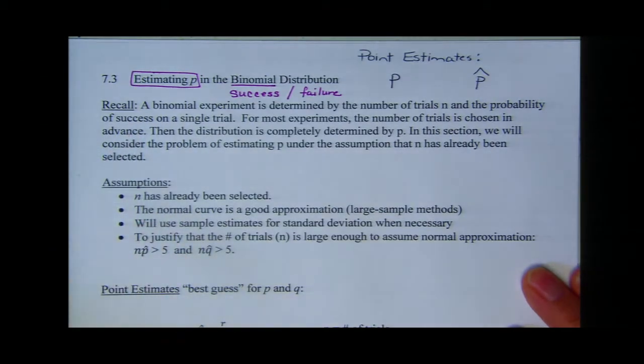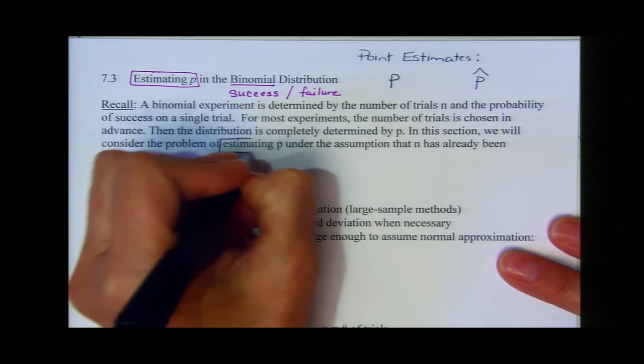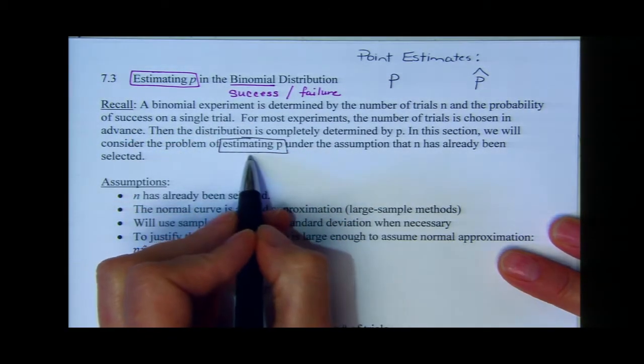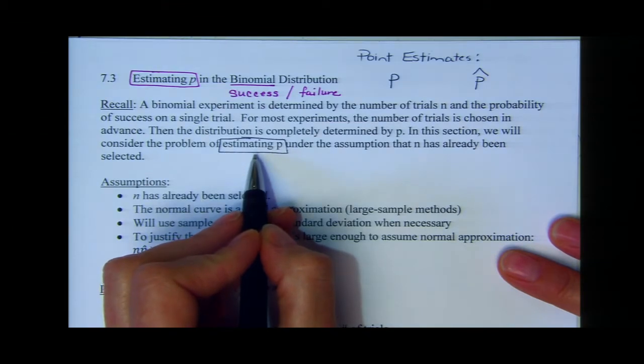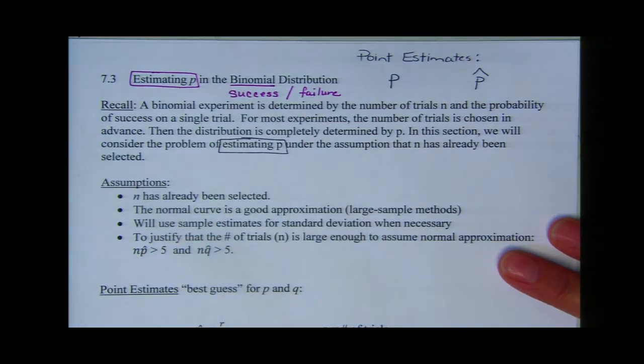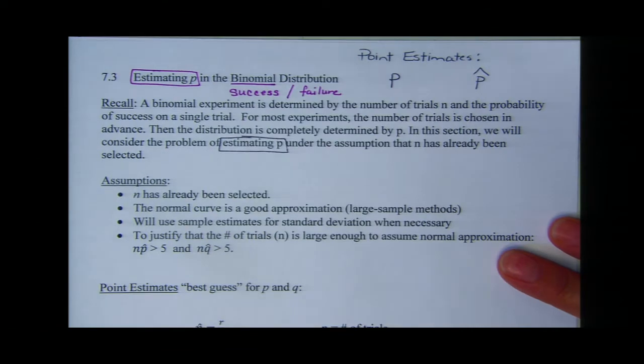Recall, a binomial experiment is determined by the number of trials N and the probability of success on a single trial. For most experiments, the number of trials is chosen in advance. Then the distribution is completely determined by P. In this section, we will consider the problem of estimating P, a population parameter we do not know, under the assumption that N has already been selected.